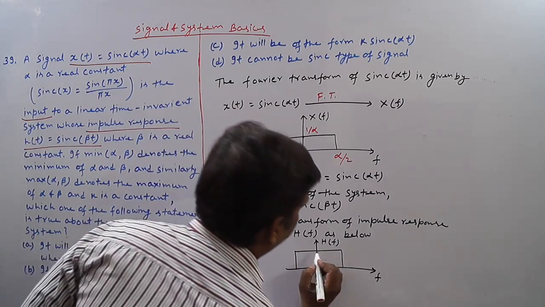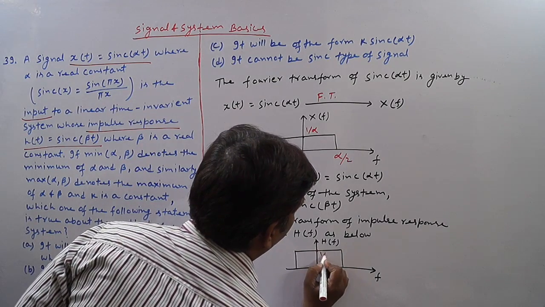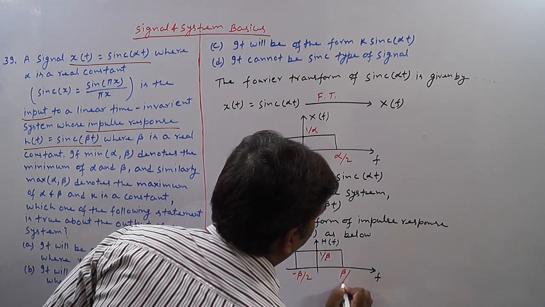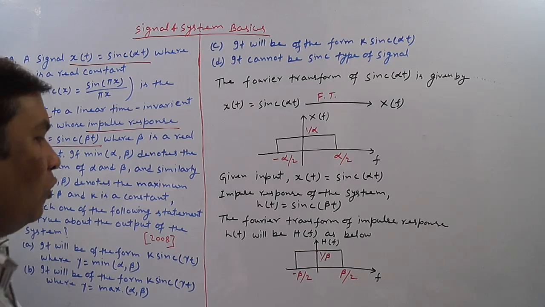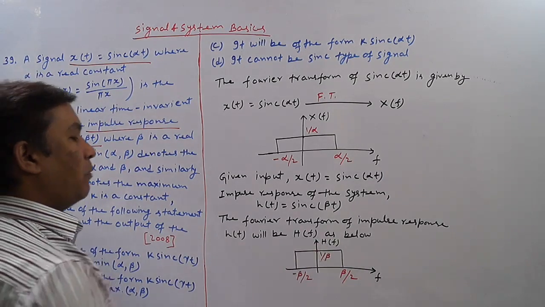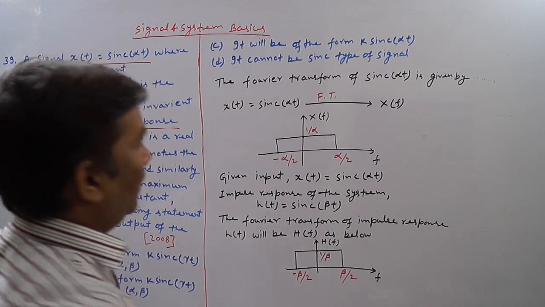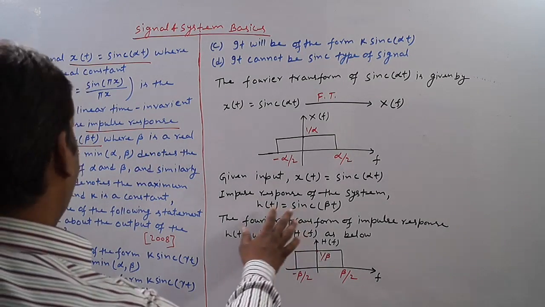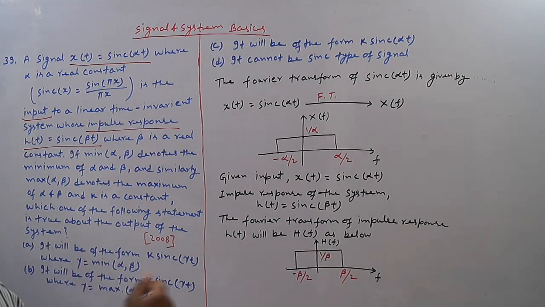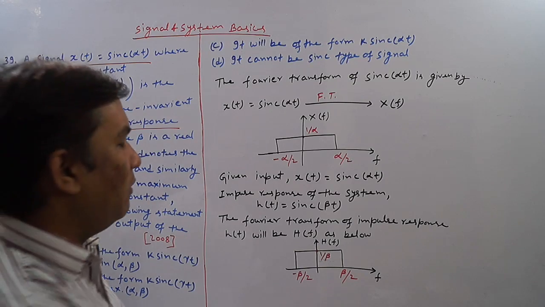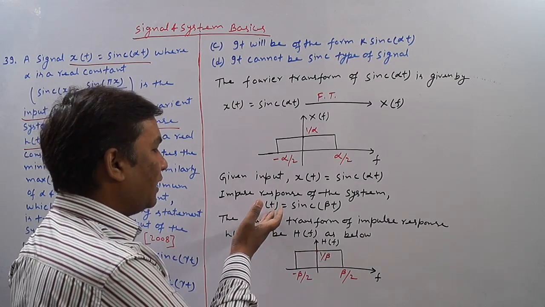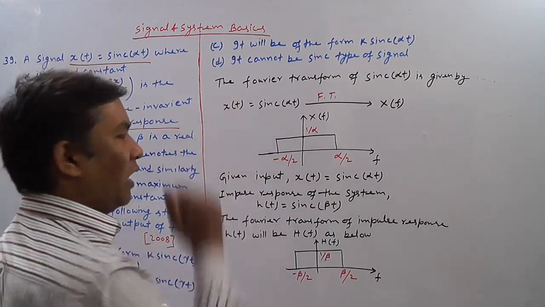So this point would be 1 by beta, here minus beta by 2, here beta by 2. Okay, so this would be the Fourier transform of the impulse response h(t). Now the output y(t) will be nothing but the convolution of the impulse response h(t) and the input x(t).